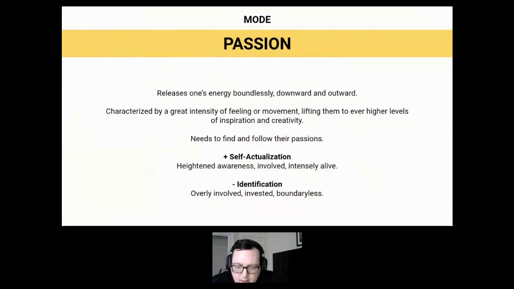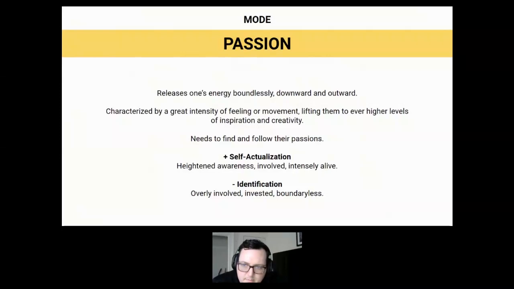The positive pole for passion mode is self-actualization, which is heightened awareness, being involved, and intensely alive. The negative pole is identification, where you're overly involved, invested, and boundaryless. With the negative pole, you can be too identified with things in your surroundings or that you're associated with. Like you could be identified with your car. If your car gets damaged, then you feel like you got damaged. That's what they're saying with identification or boundarylessness in the negative pole.